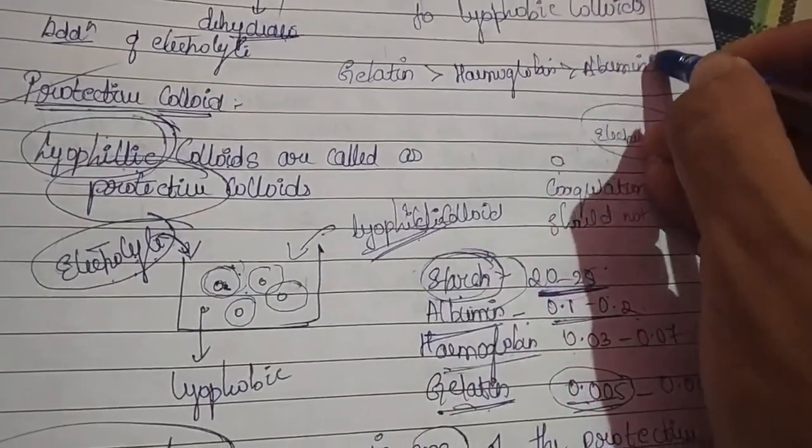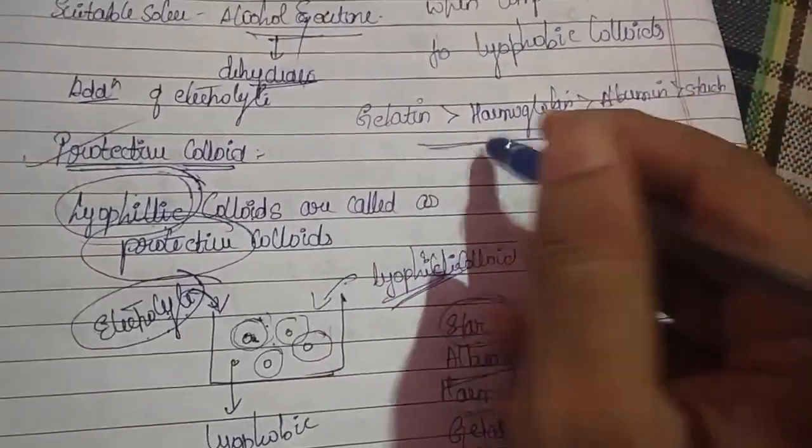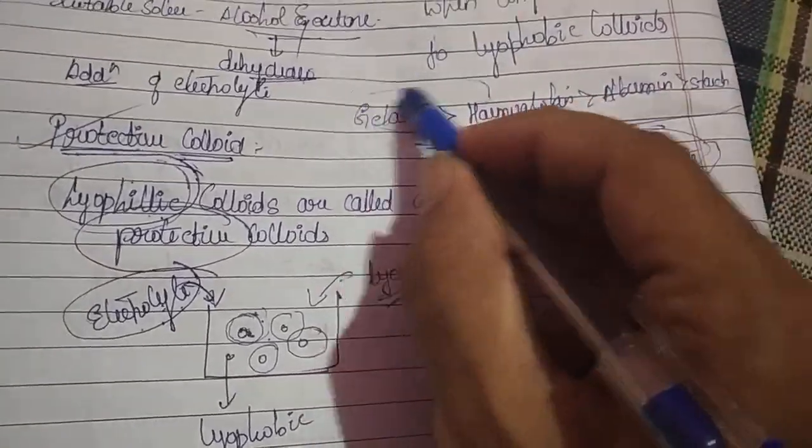Then you will be having your starch. Alva. So this is when according to your protective power.